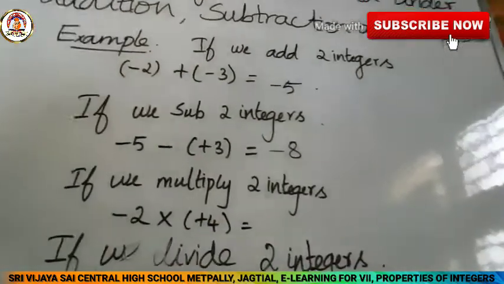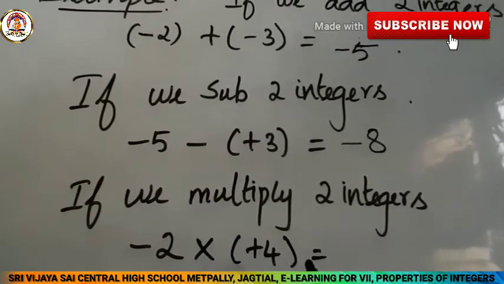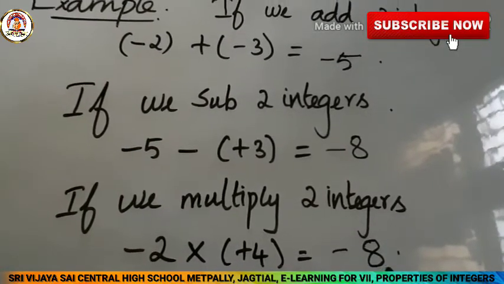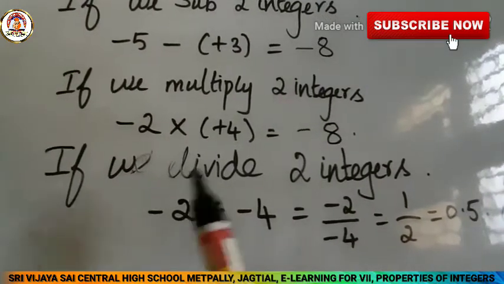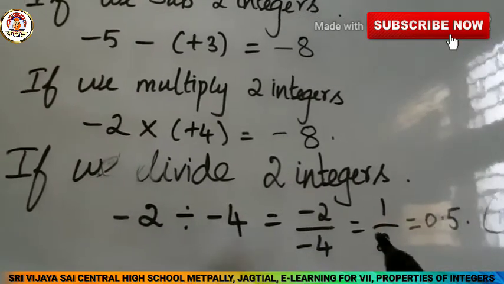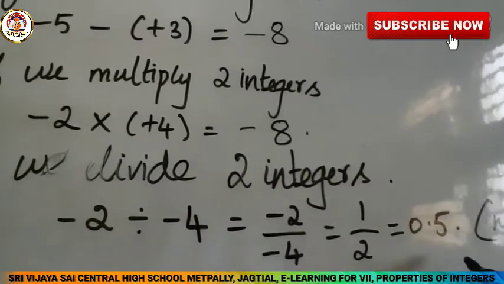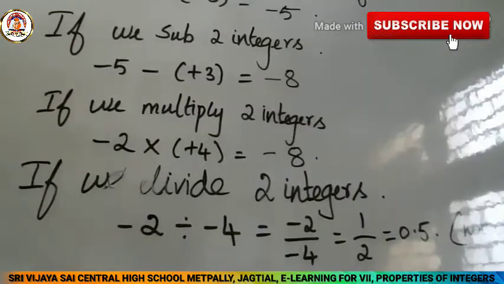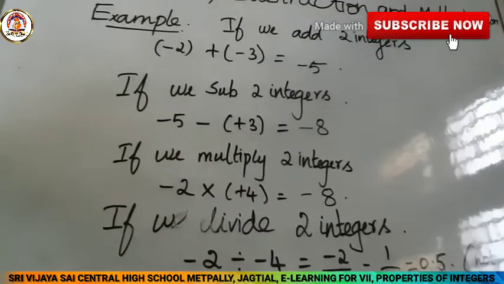Coming to this one, when you multiply the two integers -2 and +4, you get -8, which is also an integer. Now coming to division, there is a variation. If you divide -2 by -4 and cancel, you get 1/2, which is 0.5, and that is not an integer. Closure property is not applicable in division. So the next property.